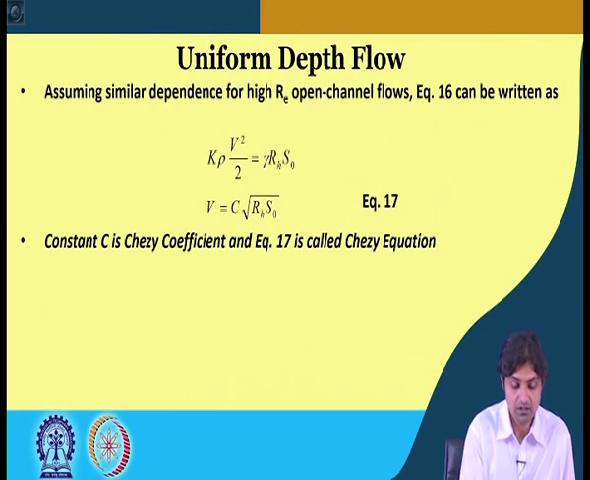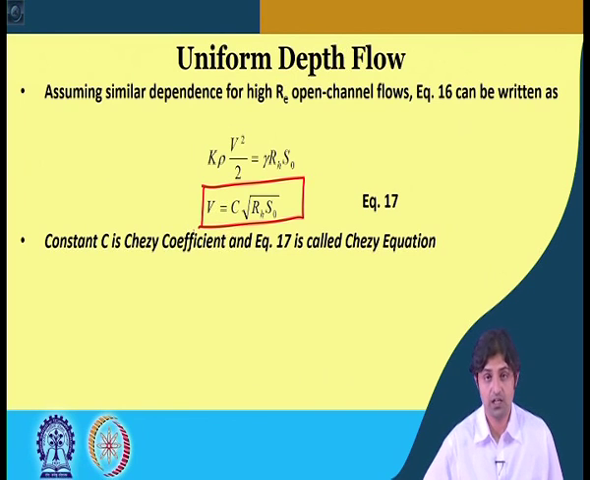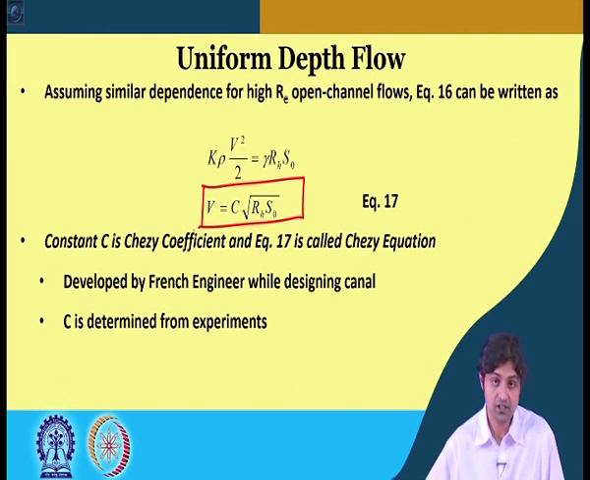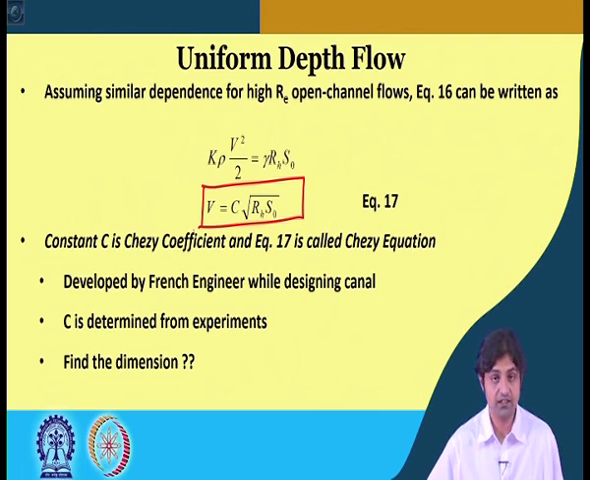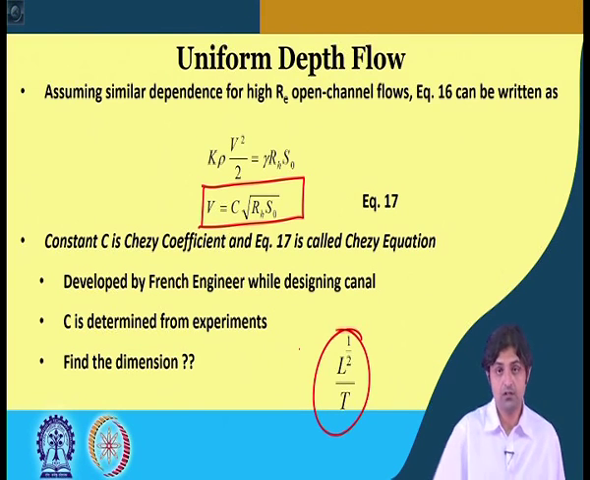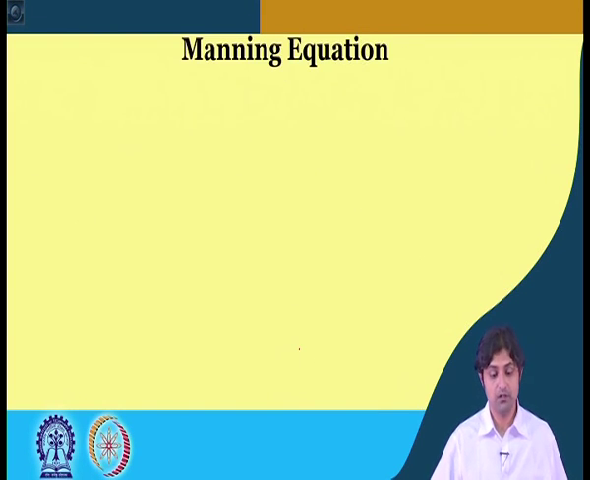So, the velocity v can be written as C under root R H S naught, where R H is the hydraulic radius. It was developed by a French engineer named Chezy while designing a canal. C is generally determined from experiments. Now, you can find the dimensions yourself. You have done the dimensional analysis. If somebody is not able to, you can ask me in the forum. However, is this all right?